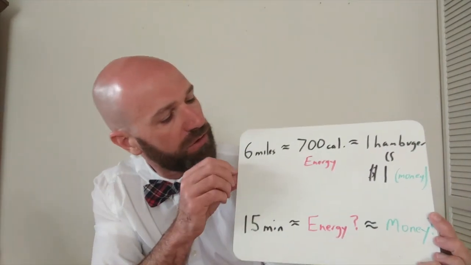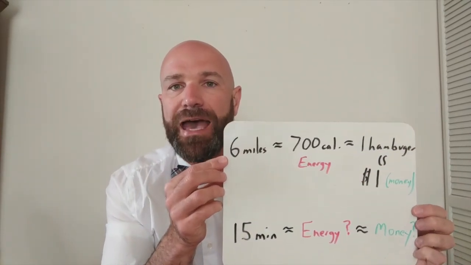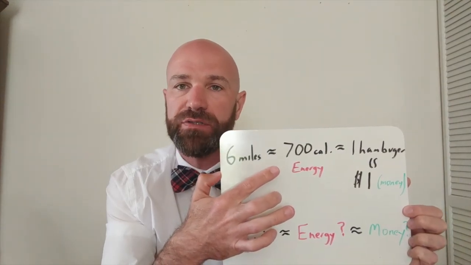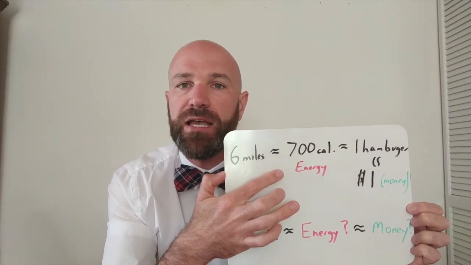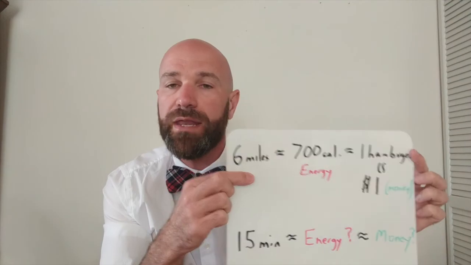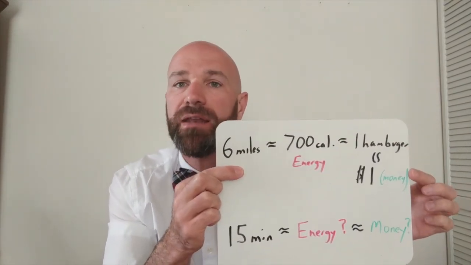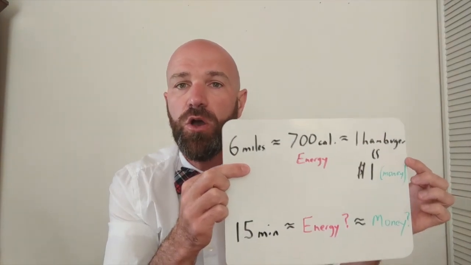All right. So we look here, if I run about 6 miles, all right, that is going to require about 700 calories, all right, about. So that's how much energy it takes for me to go 6 miles. Now that's about one hamburger from McDonald's, and that costs about $1, all right? So I know all those things. That's pretty easy to figure out.